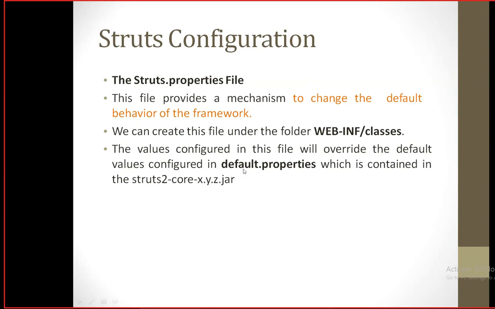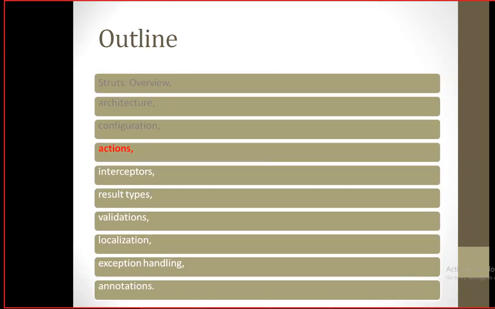Now, the default settings for any Struts application are written inside the default.properties file, which is present in the jar file, when we include the struts core jar. So the default.properties file is modified inside this jar file, and those changes become the default settings for any Struts application. Just for the sake of knowledge. These were the configuration files.